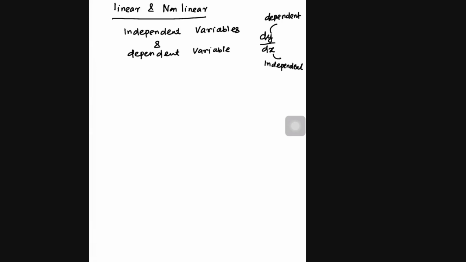Okay, is it clear? Yes, clear for me. The upper part attached with d means y, not dy, only y. This part is dependent and this part is independent. So that means y depends on x. Now I will use the words independent and dependent variable.